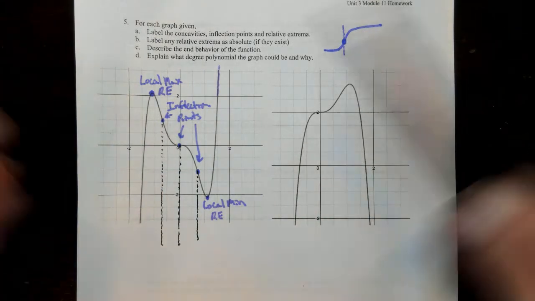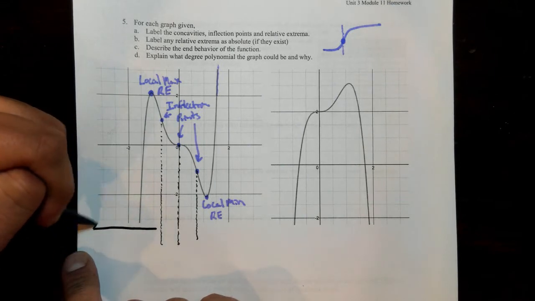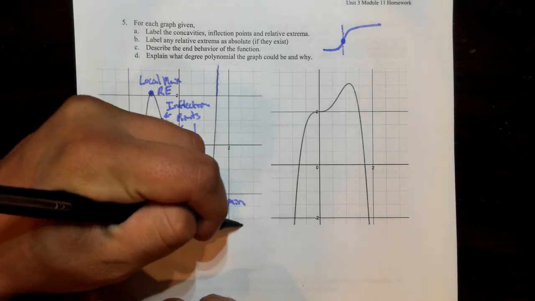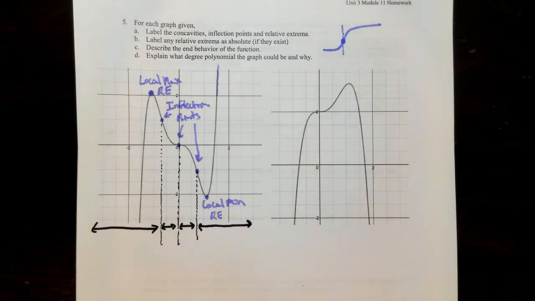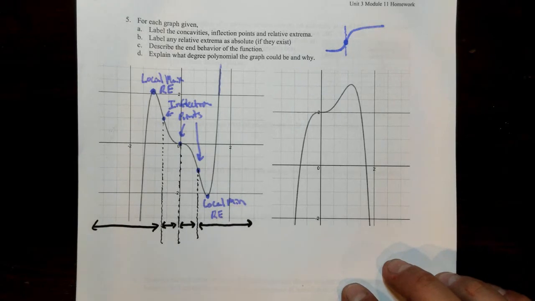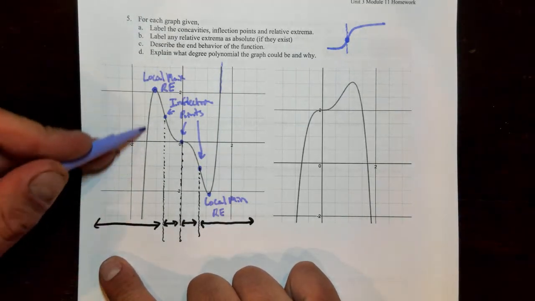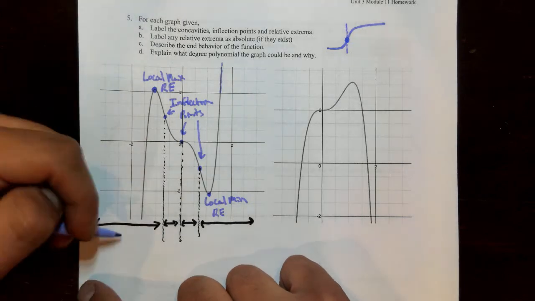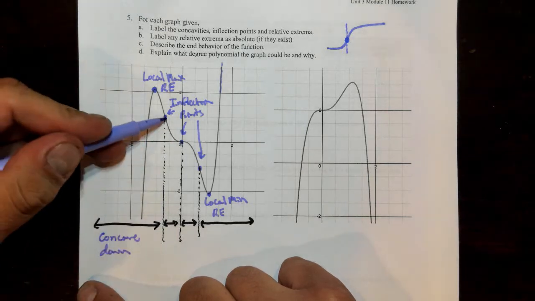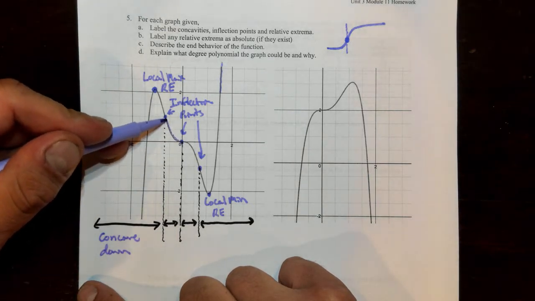So this whole left side, and then this little bit in here, this little bit, and then this whole right side. So concave down, concave up, it's pretty self-explanatory. Earlier I said it's like a cup. Concave up is like a cup. It can hold water, if you will, right? So this first part is concave down. This little middle part right here, this is concave up.